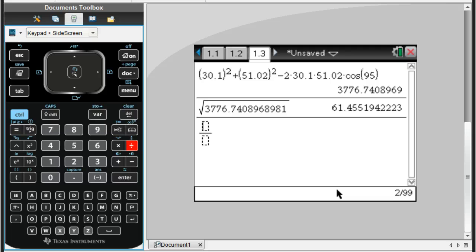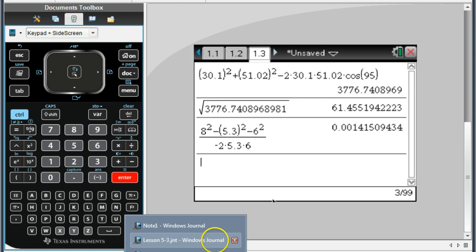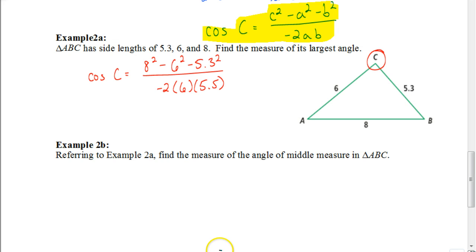So we're going to put in here the 8 squared minus the 5.3 squared minus the 6 squared. Arrow down to get to the denominator, and then it's going to be a negative 2 times the 5.3 times the 6. And that's just like we have it in our notes. Hit Enter, you get 0.001415.